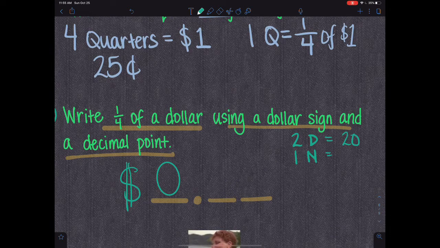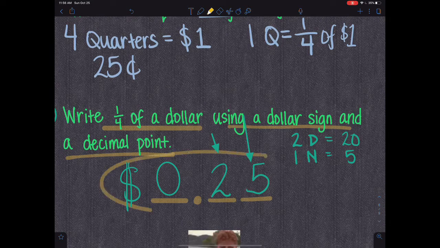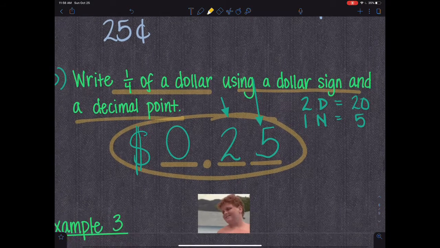1 nickel is 5 cents. Could also be 5 pennies. So the dimes go in this spot. And if the dimes go here, I'm going to put a 2 here. And if the nickels or pennies go here, if there's 5 pennies, I'm going to put a 5 here. So this is how you would write it. Tell me if that is really confusing, and I'll explain it more when I get home, okay?